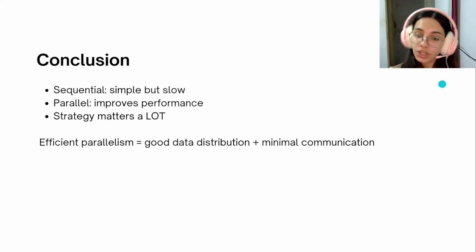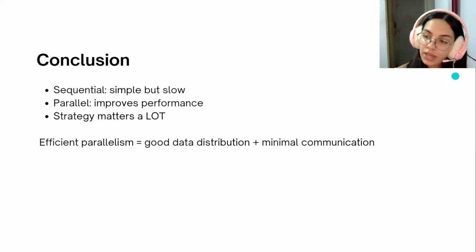And that's it. In conclusion, matrix vector multiplication is a simple but fundamental problem. Parallelization can significantly improve performance, but the chosen strategy is critical. Efficient solutions depend on good data distribution and minimizing communication.